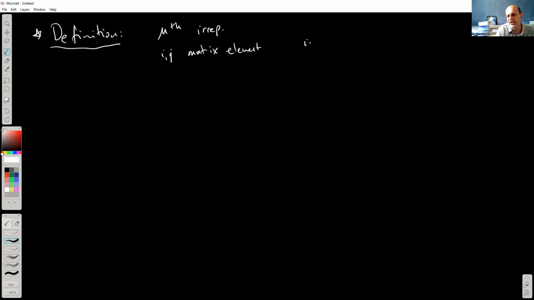Meaning that i and j are basically numbers from 1 to d_mu, right? That's what I'm saying. So for that matrix element of that representation, I'm going to define an operator, P^mu_ij. That's the definition.